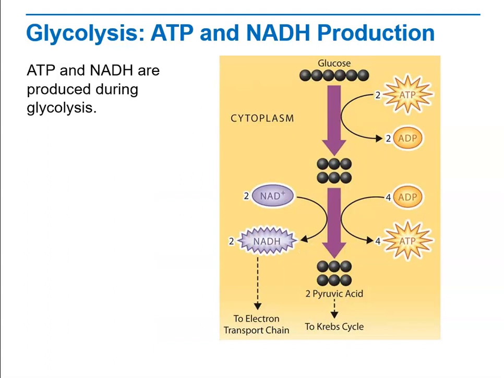What do the 6 dark balls at the top of the figure represent? Those dark balls represent the 6 carbon atoms in a molecule of glucose. Some energy in the form of ATP is necessary to get the glycolysis process started.